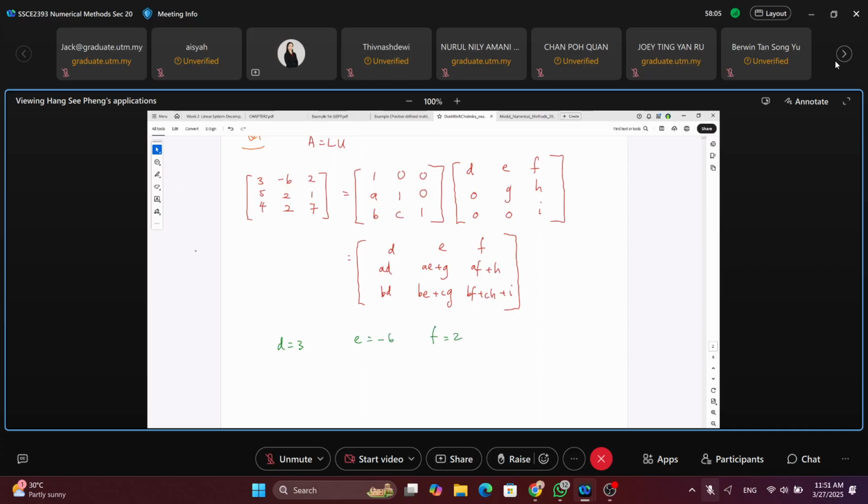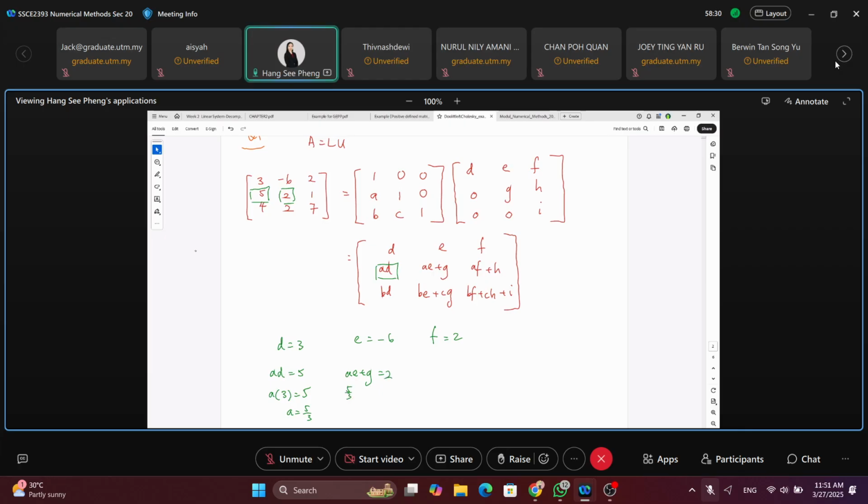Then after that, you solve for this. AD equals 5. So AD equals 5. You know what D is? Okay, so A equals 5 over 3. So you do the same for the rest. AE equals G, so equals 2. So you know the A, that is 5 over 3.